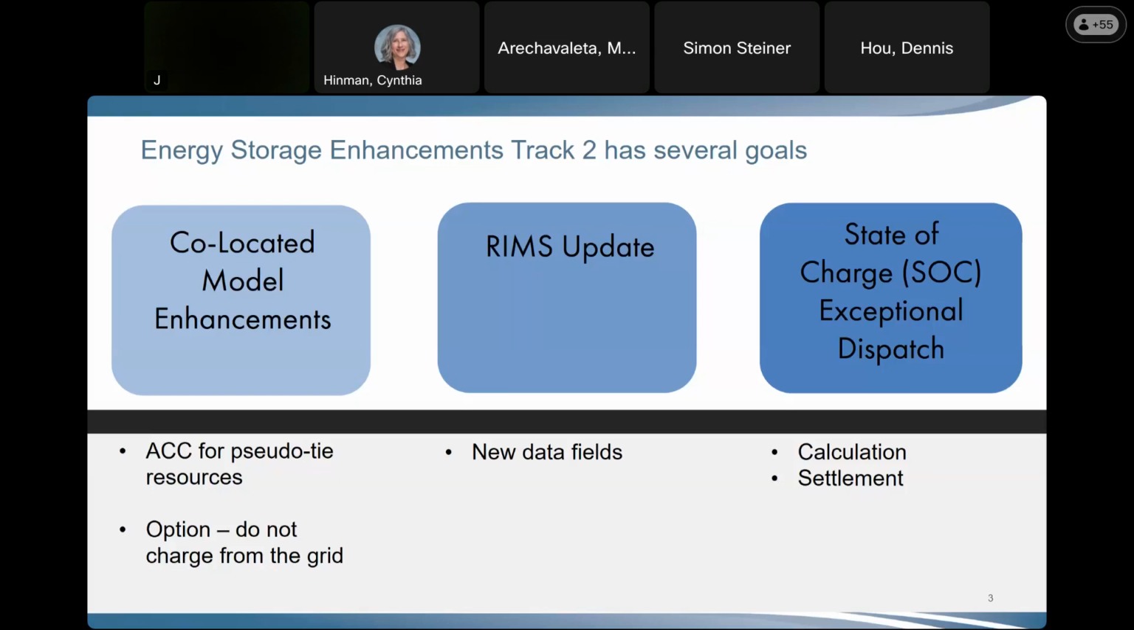Second, I have a short RIMS update about some new fields that have been added for us to gather data about these resources. And finally, and what we're probably going to spend the most time on is the state of charge exceptional dispatch. And I have Monique Ah, who's going to participate and provide the examples that she's been providing for you guys in the Market Sim forums. So she'll be going over those, and we'll also talk some more about that settlement. So first, we're going to start with that ACC for the co-located pseudo-tie resources.